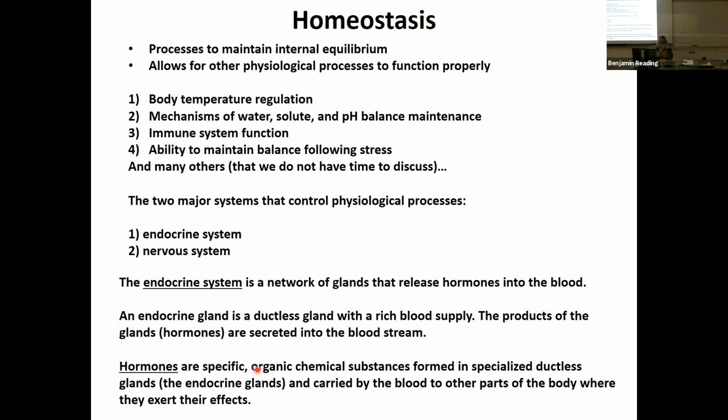So hormones are chemical substances produced in these ductless glands, carried by the blood to other parts of the body where they exert their effect. So that could be the muscle, for instance. That could be the gonads for reproduction, but it has some kind of target destination that it affects. And it could be also the entire organism. Like for instance, if you want to regulate your metabolic rate, which also might be involved in body temperature regulation, a hormone is most likely going to control that process because the metabolic rate involves the entire organism.